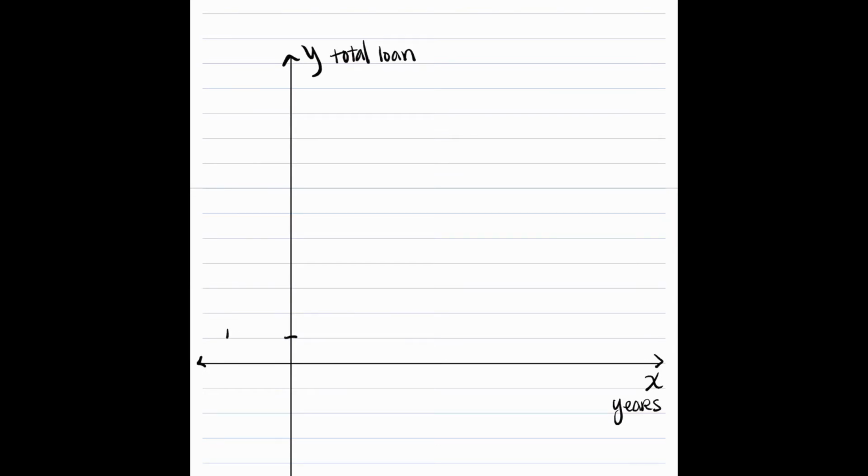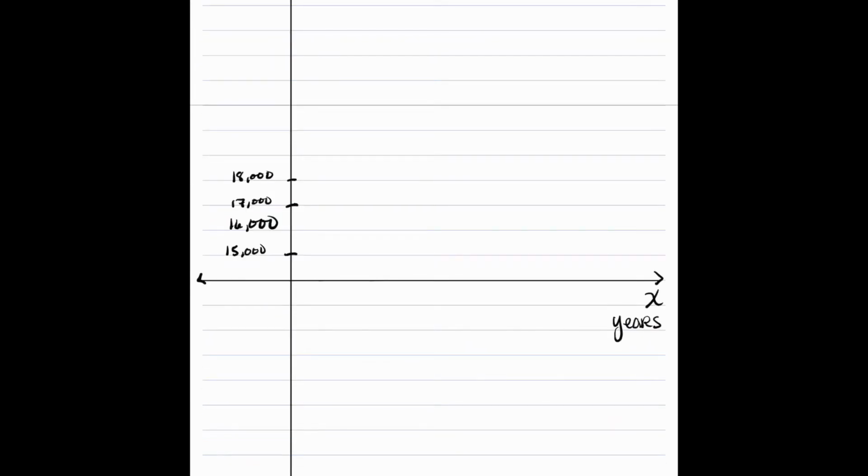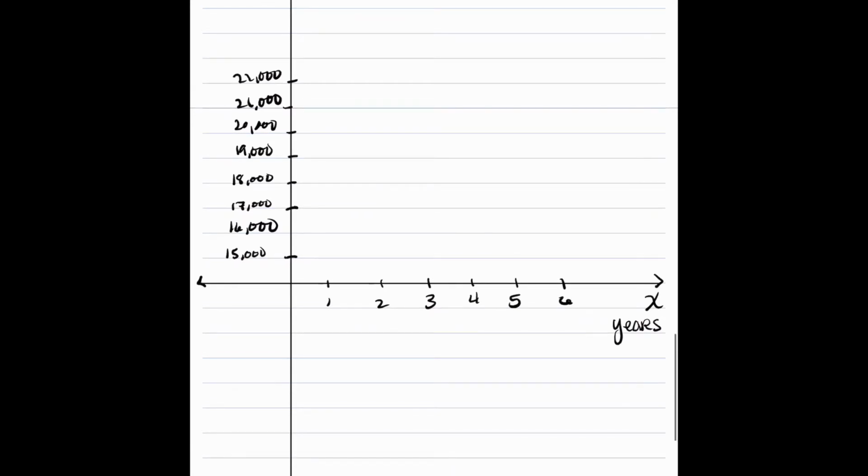So 15,000, and then you can keep going there. And on my x-axis, I'm just going to count by ones. Getting really sloppy here. Okay, if you do need more time to create your graph, feel free to press pause. I kind of rushed it here at the end. This is 23.